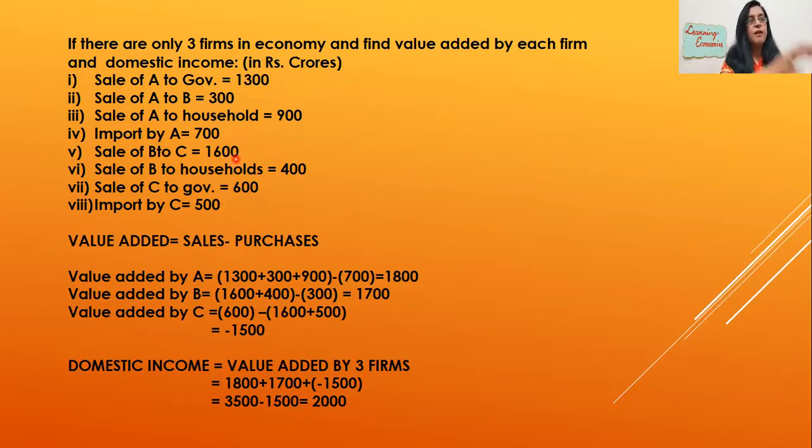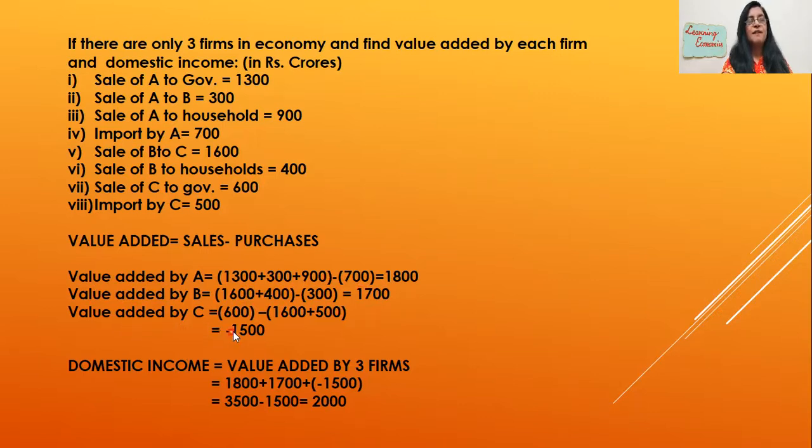So what happens is, sale of A to government is equal to 1300. Sale of A to B is 300. So first we'll find all these sales. Now sales of A are 1300, 300 and 900, and purchases are 700. Whatever we are importing is purchase. Whatever we are exporting is sale. Only the difference is that when we are exporting, we are selling abroad. When we are importing, we are purchasing from abroad. So we have added all the sales and then deducted purchases, and we have got 1800. In the second way, we have got 1600 plus 400 minus 300, and we have got 1700.